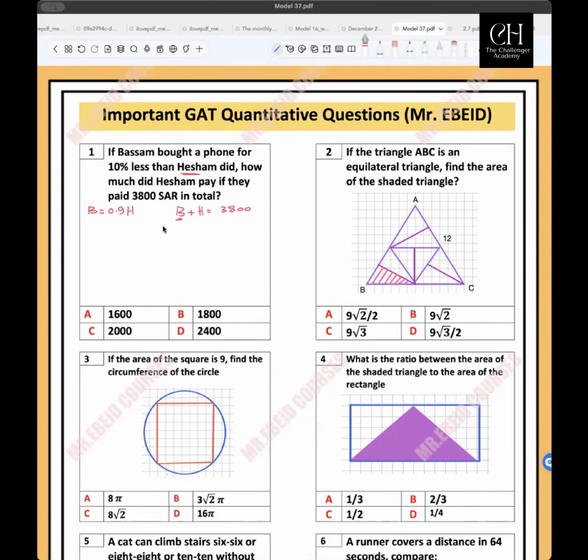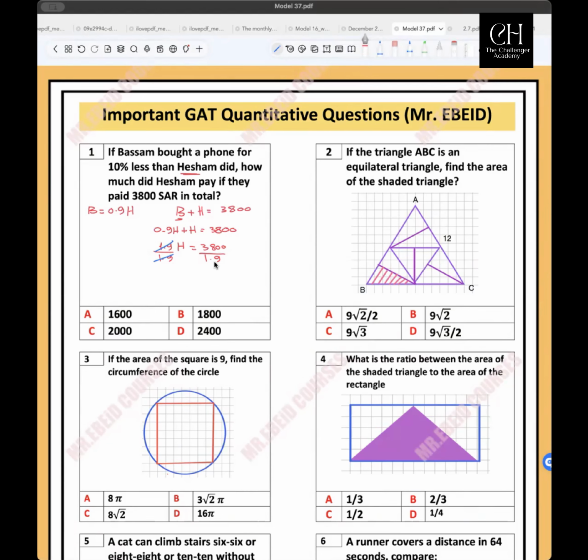It means the place of B, it's 0.9 H plus H. This is equal to 3,800. 0.9 H plus H, this is 1, so it's 0.9 plus 1, which equals 1.9 H. This is equal to 3,800. Then divide both sides by 1.9. Now you can eliminate 1 over 1.9 and 1.9. So this is 3,800 over 1.9.